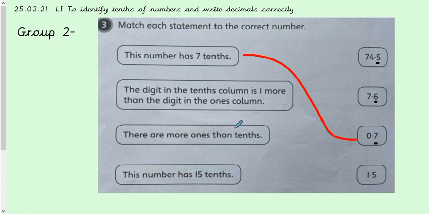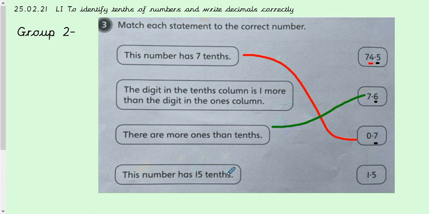There are more than 1 tenths. So 5 has more than 1 tenth. 6 and 5 has... Sorry, I read it wrong. There are more ones than tenths. So 4 is in the ones and there's 5 in the tenths, therefore that wouldn't be it. This one, there is 6 tenths and 7 ones, therefore it could be that one because there are more ones. There's 7 ones and only 6 tenths. There's more ones than tenths. So that one would match up with that one.